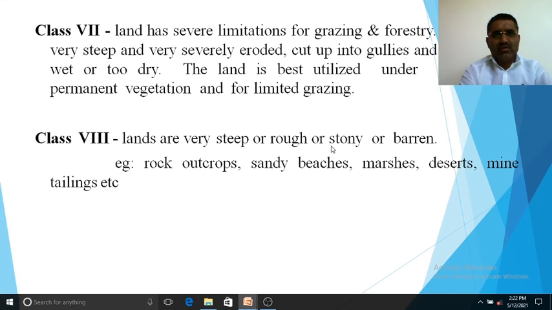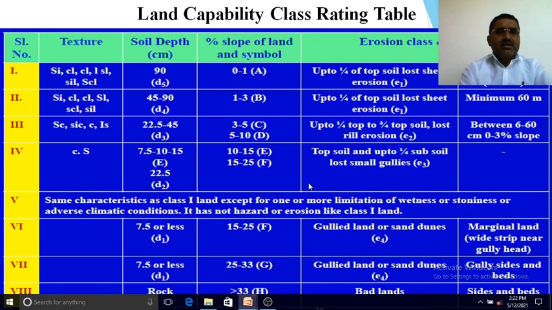Lands are very steep or rough or stony or barren. Examples are rock outcrops, sandy beaches, marshes, deserts and mine tailings, etc. So this is the tabular form of the land capability class rating table. These are the serial numbers 1 to 8. As we go from class 1 to 8, we come to know that texture changes, soil depth decreases, soil slope increases, and this is all about the erosion class and symbol.